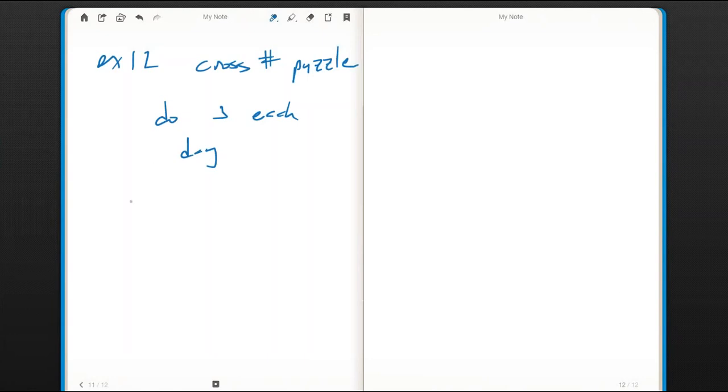I was noticing, I made a note that there's another skill we haven't talked about as much. On the across side, 9,101 subtract 2,759.